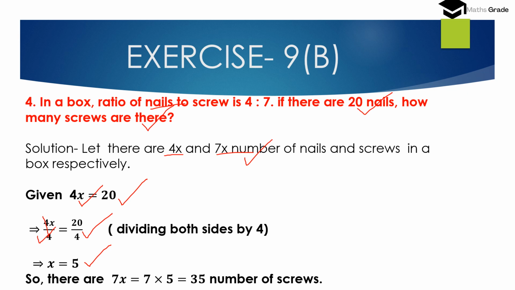So now how many screws in the box we have to find out. So there are 7x. 7x is the screw. Number of screws is 7x. So 7x will be 7 multiplied with, यहाँ पे x का वैल्यू निकला है 5. So 7 multiplied with 5, that is 35. 35 number of screws in the box. Now we get there are 35 number of screws in the box.